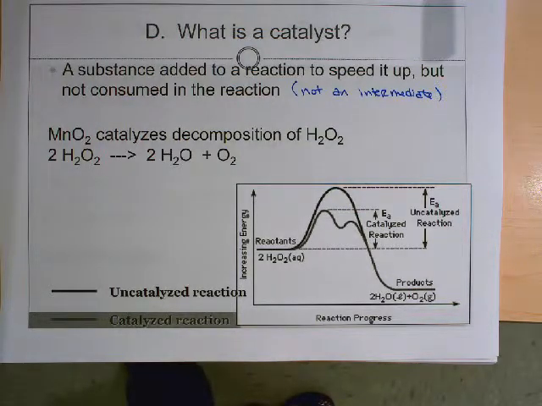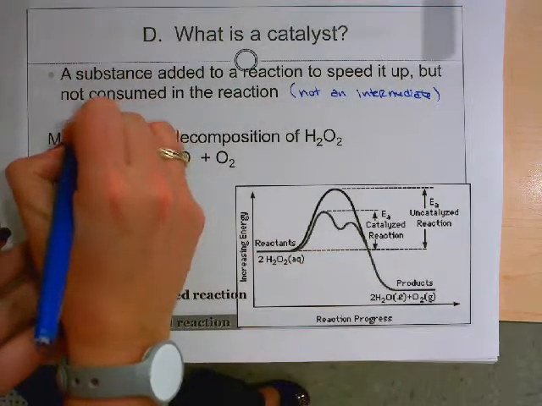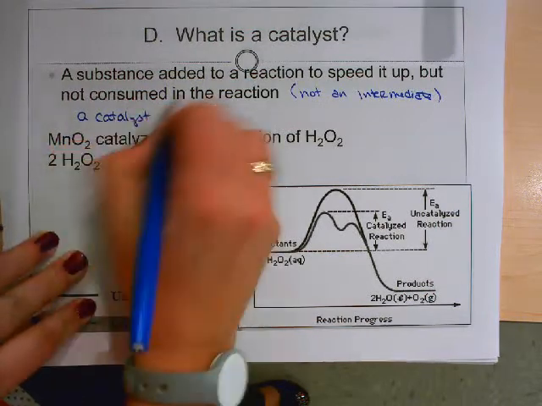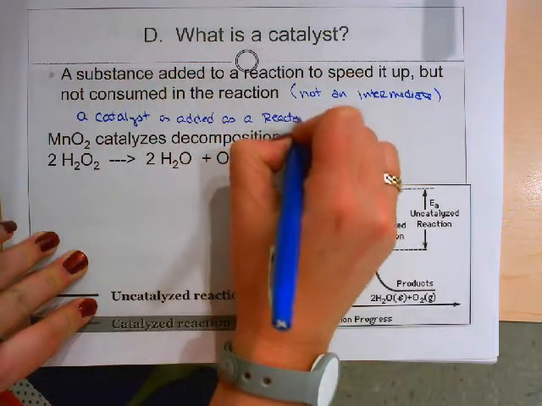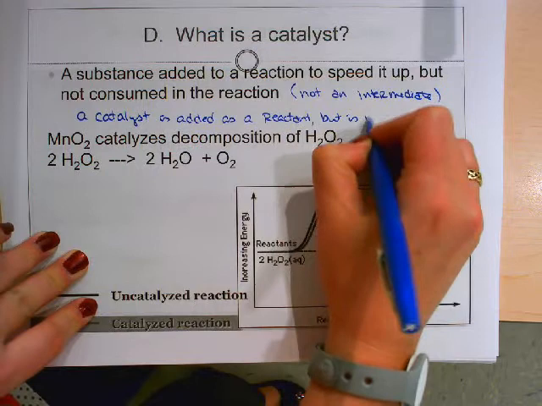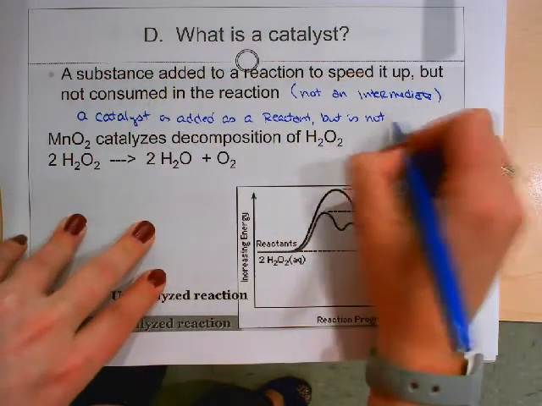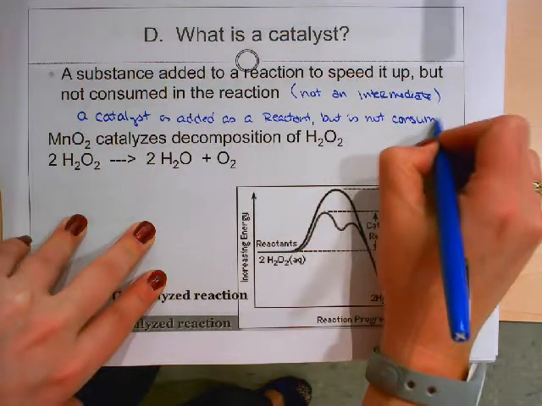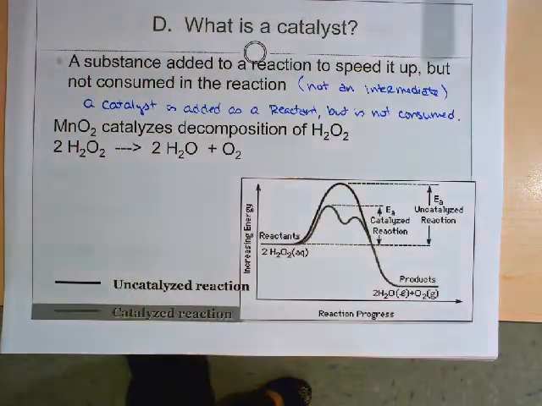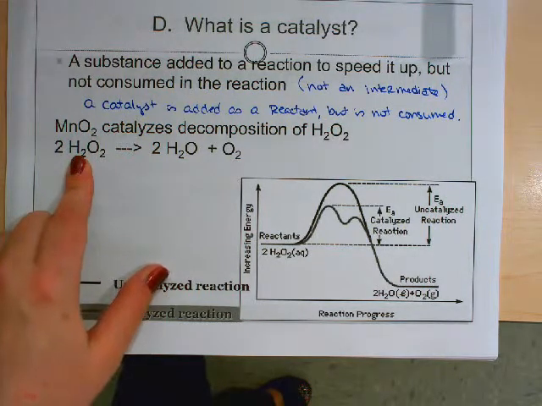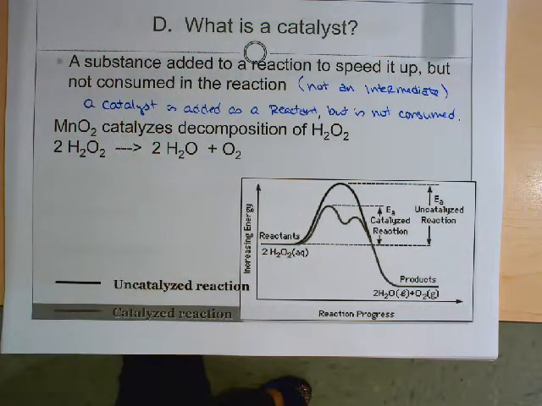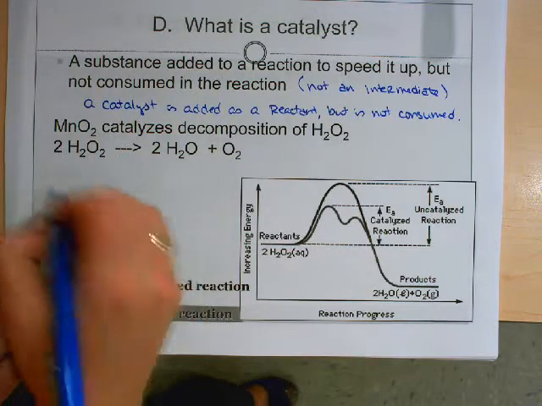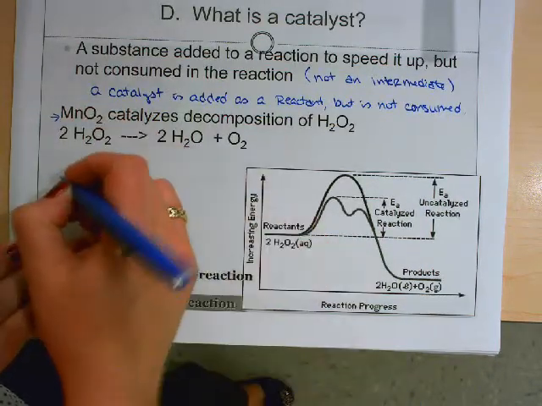Alright, so a catalyst is not an intermediate. It is not a product. It is something added to the beginning of a reaction. Alright, but it's not consumed. So, I have hydrogen peroxide, which if I let hydrogen peroxide just sit out in the air, eventually it'll become water and oxygen. But if I want this reaction to move along faster, I would add this manganese dioxide.